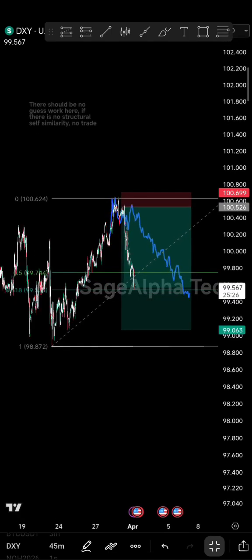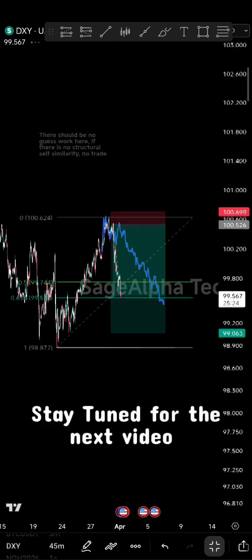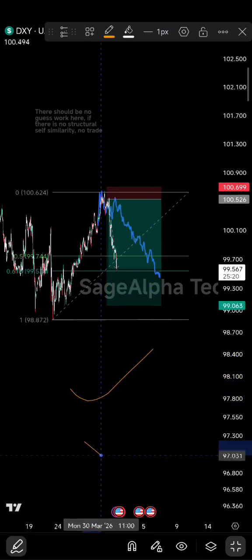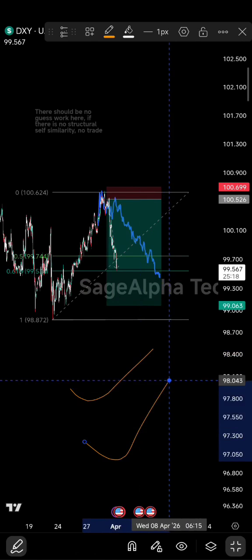Okay, we are back after a couple of minutes, and here we have it, 61.8 retracement for our trade and final take profit.